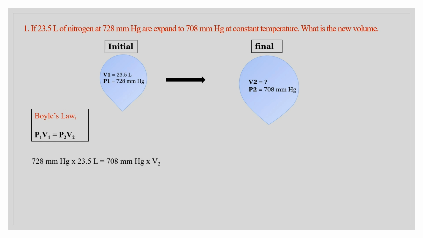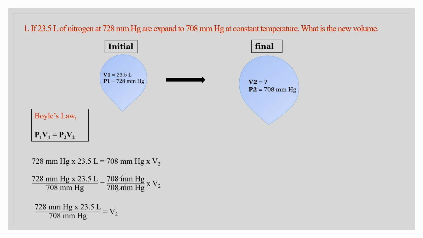Pressure 1 is 728 millimeters of mercury times V1, 23.5, is equal to P2, 708 millimeters of mercury, times V2, which is the one we need to calculate. If you divide both sides by 708, the right-hand side remains V2, and after you solve, V2 is 24.2 liters. After expansion of the initial gas mixture, the final volume is 24.2 liters.